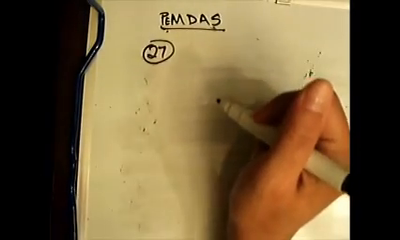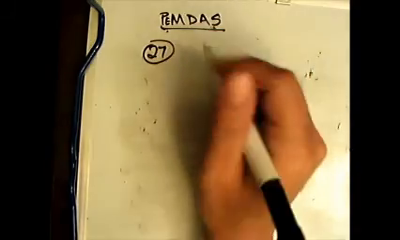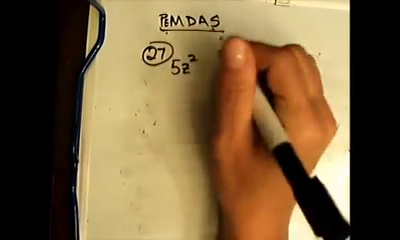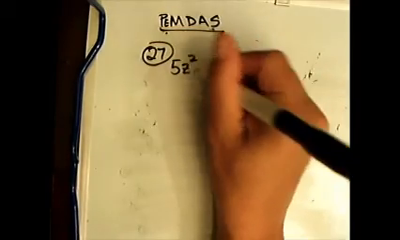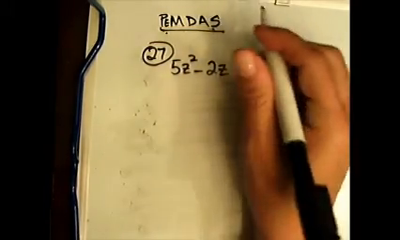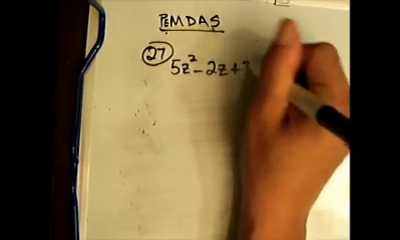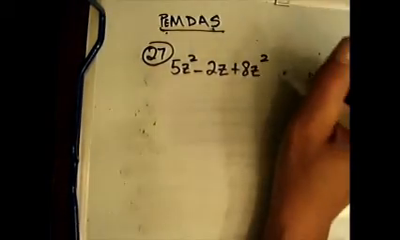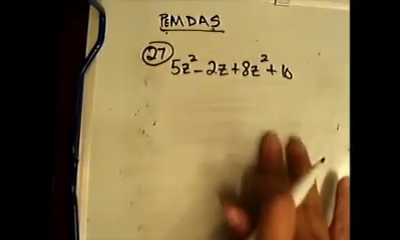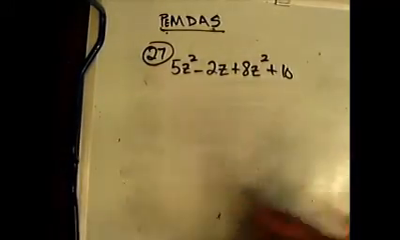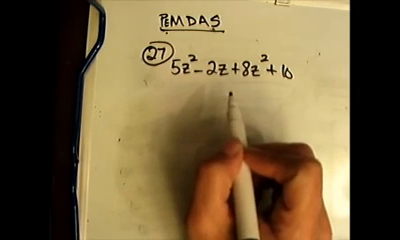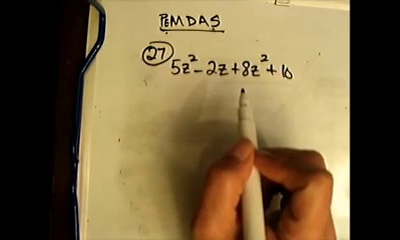Alright. Number 27 says 5z squared minus 2z plus 8z squared plus 10. You should be writing these down as I do them, so that way you can turn it in with your work. Alright, so on these ones, you add like terms, okay? That's how you do these.